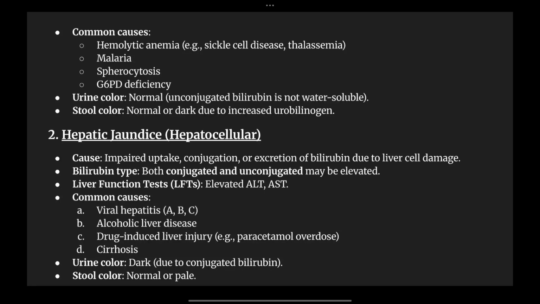Moving to the second type of common cause, which is malaria. Everybody knows malaria is transported by the vector mosquito. So malaria is also a deadly disease that causes jaundice. Jaundice is a symptom of malaria as well. Now, spherocytosis, then G6PD deficiency.